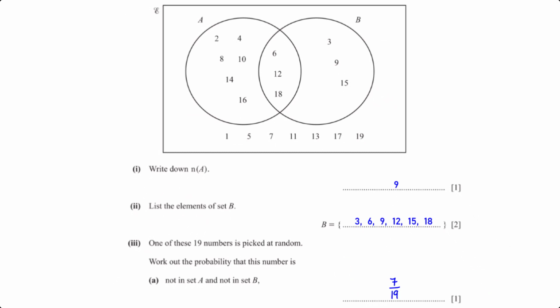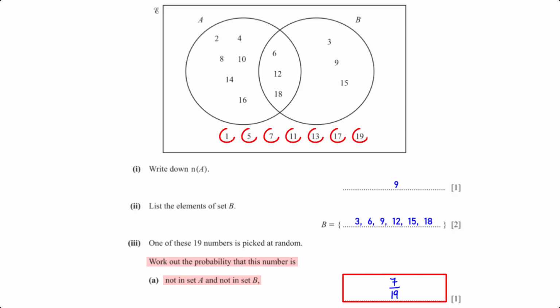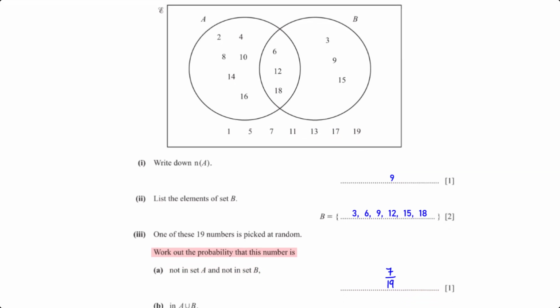One of these 19 numbers is picked at random. Work out the probability that this number is not in set A and not in set B. This probability is equal to the number of elements that are not in set A and not in set B, which is 7, divided by the total number of elements, which is 19.